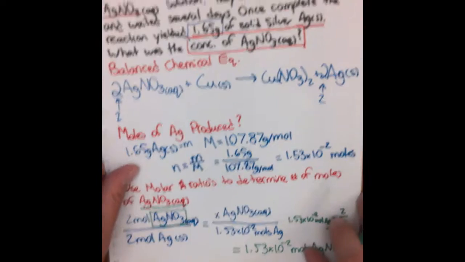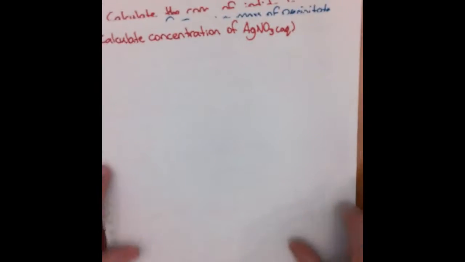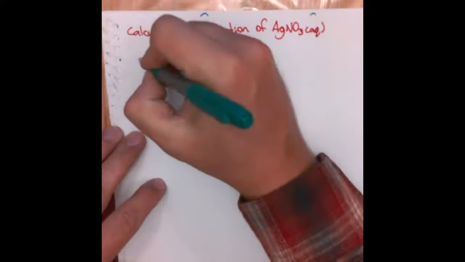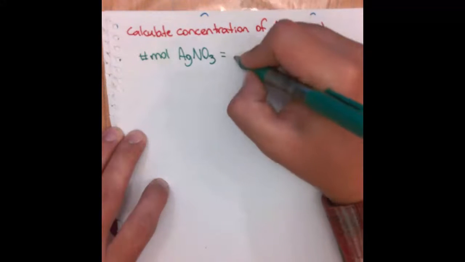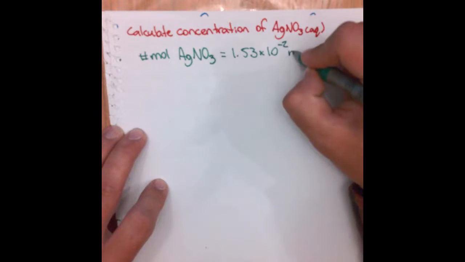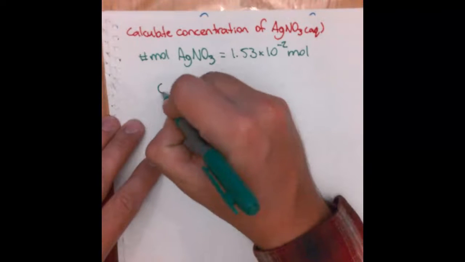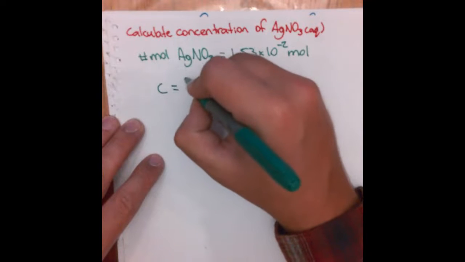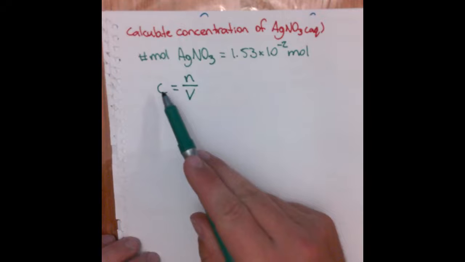So what we'll do is just now move on to the next step. We're almost there. So now that we have our number of moles of AgNO3, which equals 1.53 times 10 to the negative 2 moles, we can use that equation that we talked about before, our concentration equation, where our concentration equals our number of moles over our volume, right? And we can solve for our concentration.